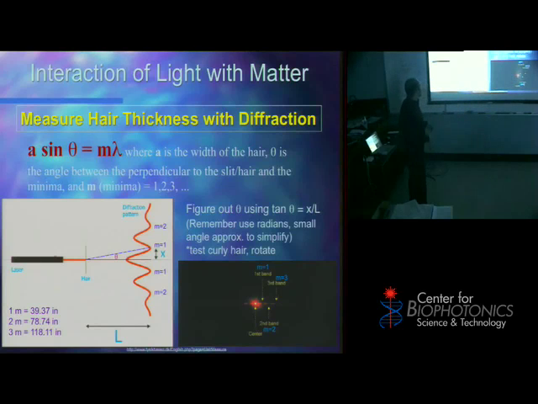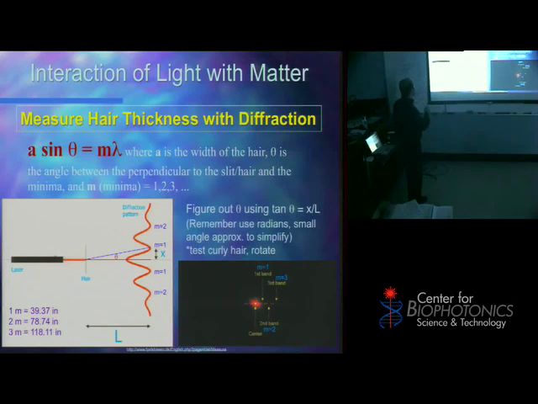So the equation that tells you the width of the hair is this equation right here. The width of the hair, a, times the sine of the angle is equal to m times the wavelength of the light you used. Let's go through each one of those for a moment. So, you're going to try to solve for a. That's what you're trying to find.